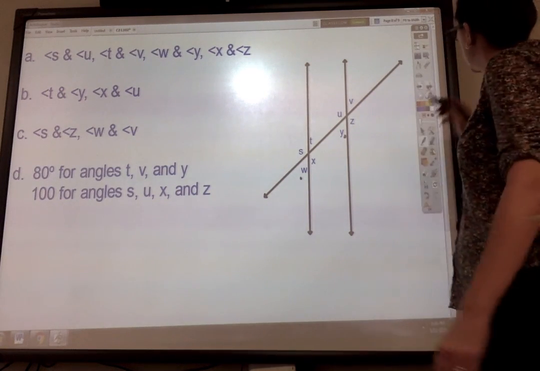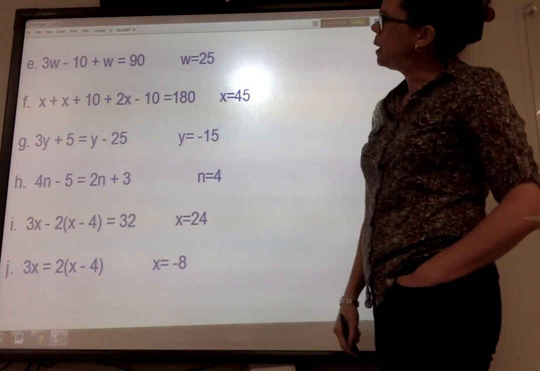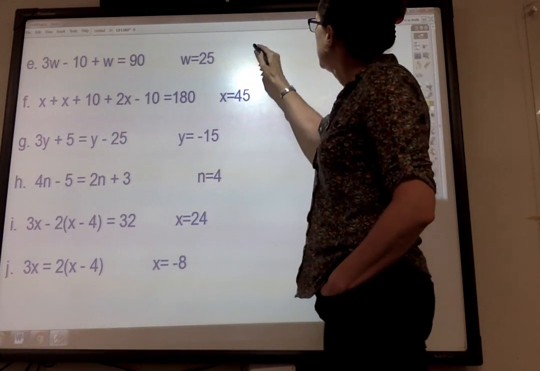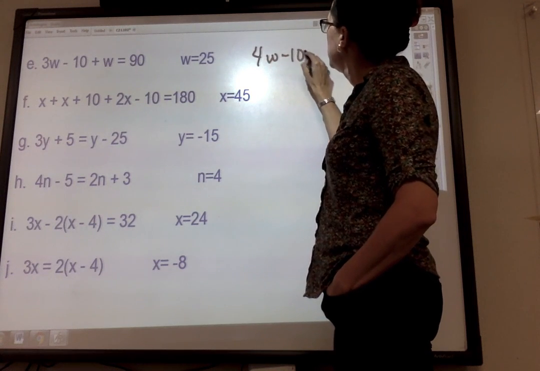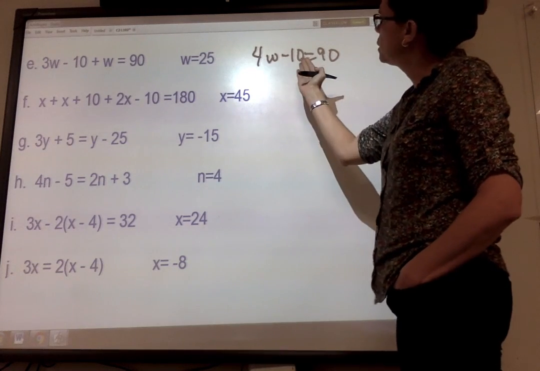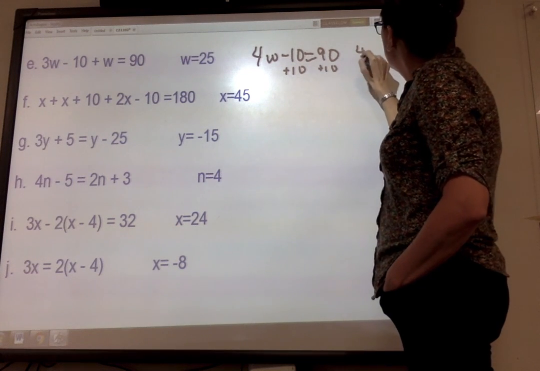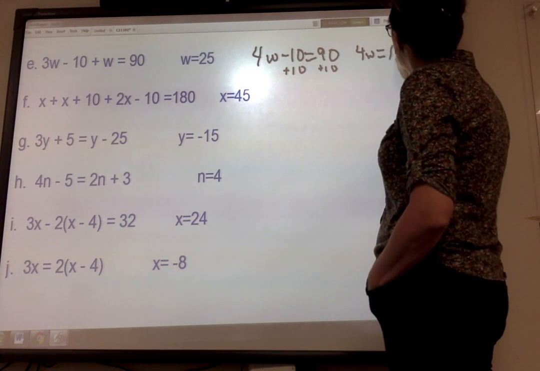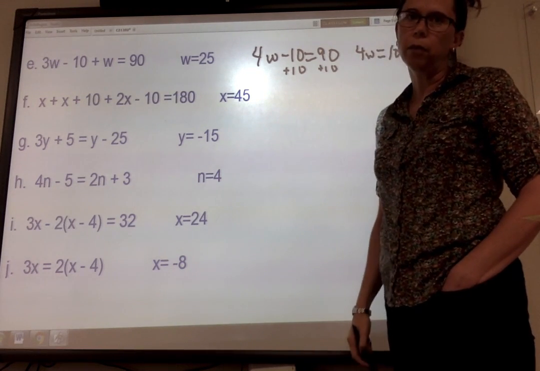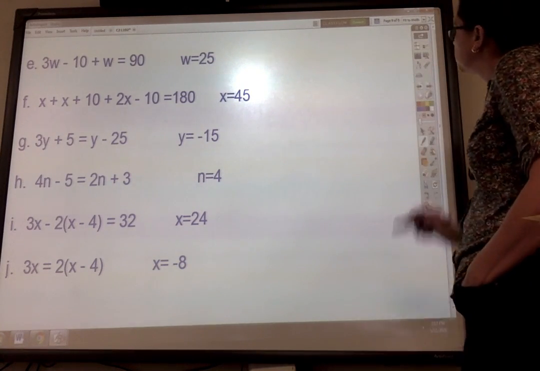Now for the harder part. Practice set: 3W minus 10 plus W equals 90. I combined my 3W and W to get 4W minus 10 equals 90. What's happening to the term with the variable? It's being subtracted by 10. How do I undo that? Add 10 to both sides. Now I have 4W equals 100. W is being multiplied by 4, so I divide by 4 on both sides. That makes W equal to 25.